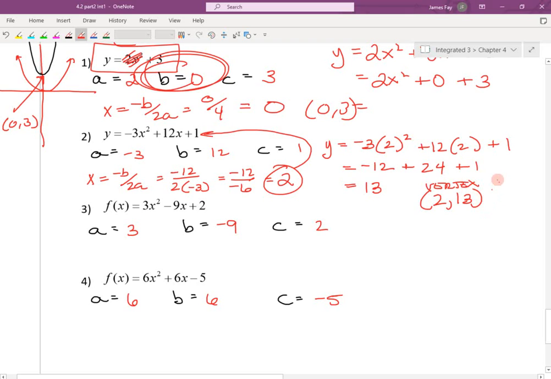Where is your axis of symmetry? 2. Yep. Careful: x is 2. X equals 2. So your axis of symmetry is always the x coordinate of your vertex, right? Alright. You guys do the next one.